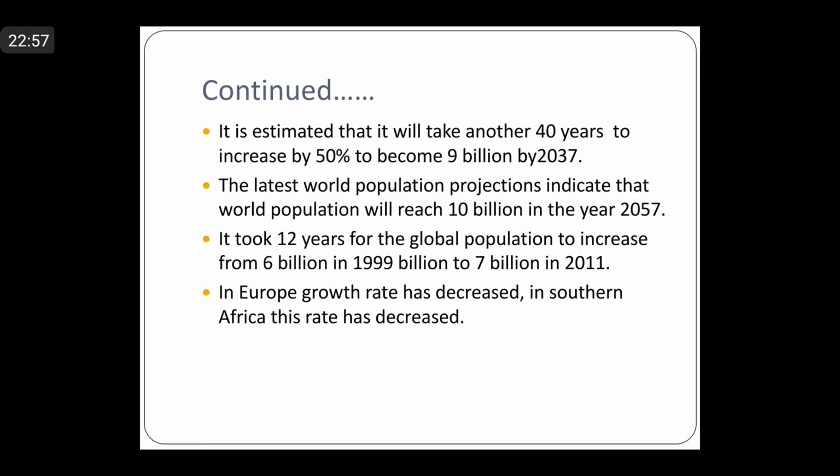It took 12 years for the global population to increase from 6 billion in 1999 to 7 billion in 2011. How many years? You can see, 12 years. It has taken 12 years to go from 6 billion to 7 billion, between 1999 and 2011. And in Europe, the growth rate has decreased. In Southern Africa, this rate has also decreased. Right? In Southern African countries, this has decreased.